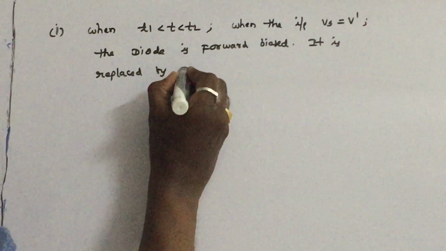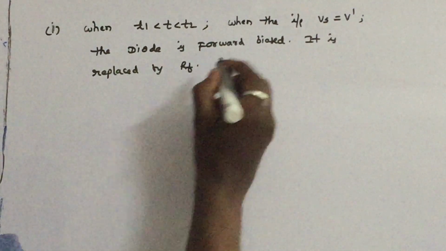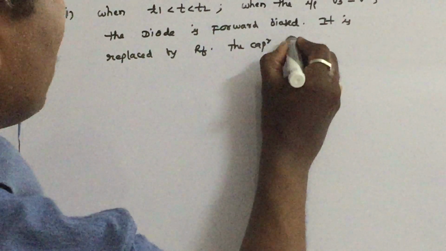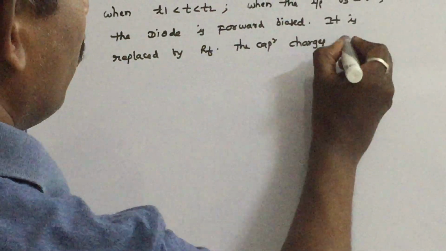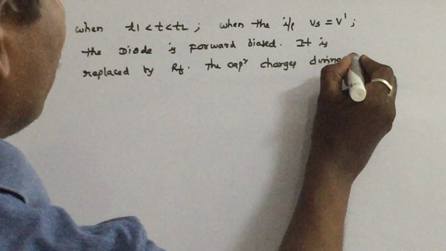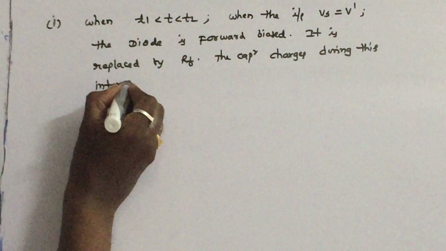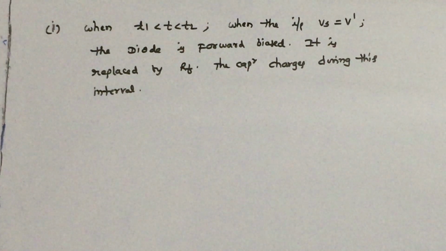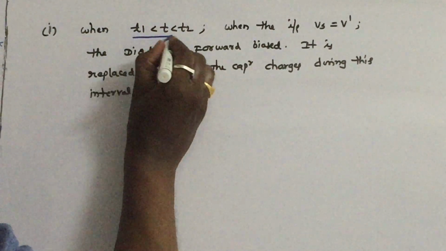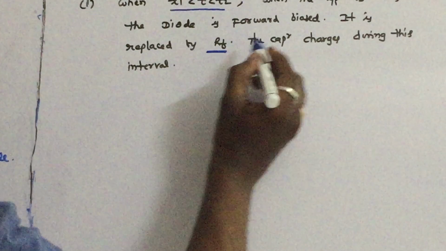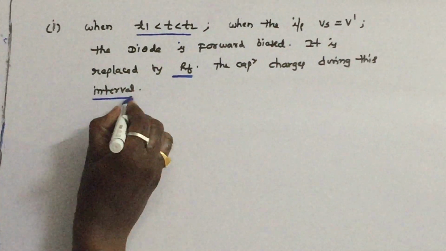by RF. Another important point I have mentioned is that the capacitor charges during this interval. These points you have to mention clearly. So during the interval T1 to T2, the input is at high level, the diode is forward biased, so it is replaced by RF. As explained, the capacitor charges during this interval.